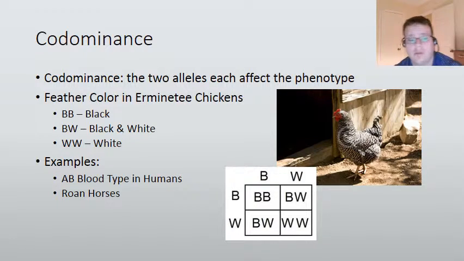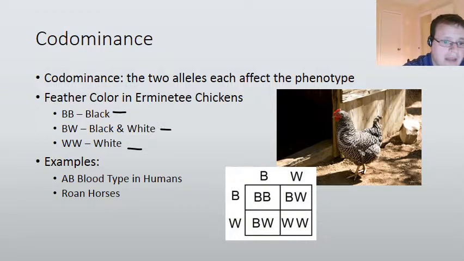Another one's called codominance. This one's a little bit different from incomplete dominance, where you had a mixing. In codominance, instead, we're going to see equal parts of the phenotype. In this case, both alleles are equally dominant. So as with this chicken here, you can either be black, white, or black and white, meaning you're not getting a mixing, you're just seeing both phenotypes, both genotypes in this case.